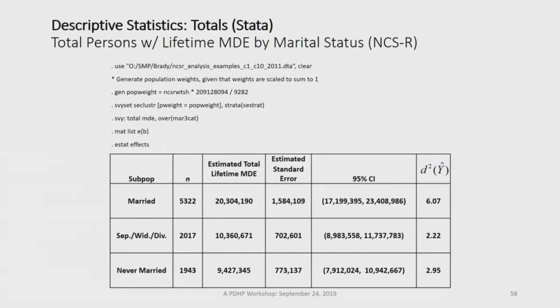I'm just trying to think about the intuition behind why the design effect is so high for the married group. Is that because the majority of the sample is in that group, and if you looked at the overall sample, you would probably get that?